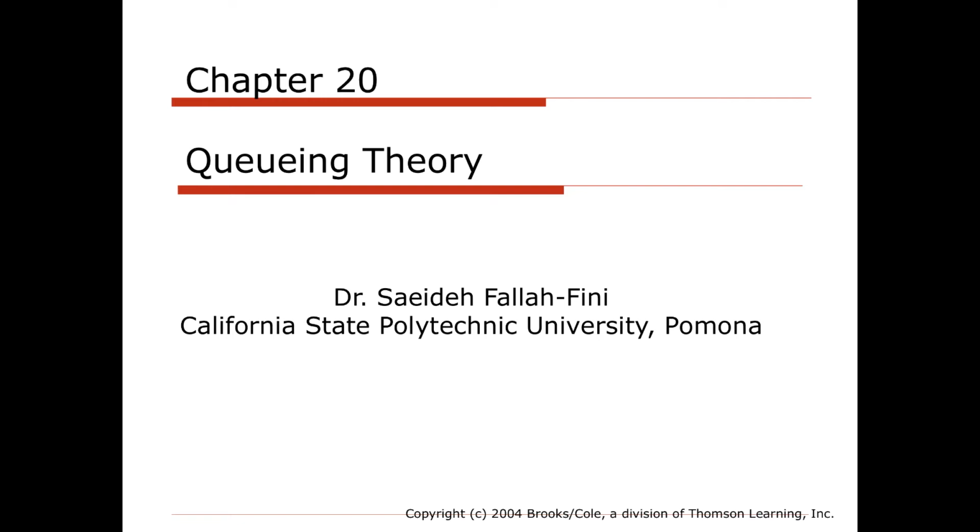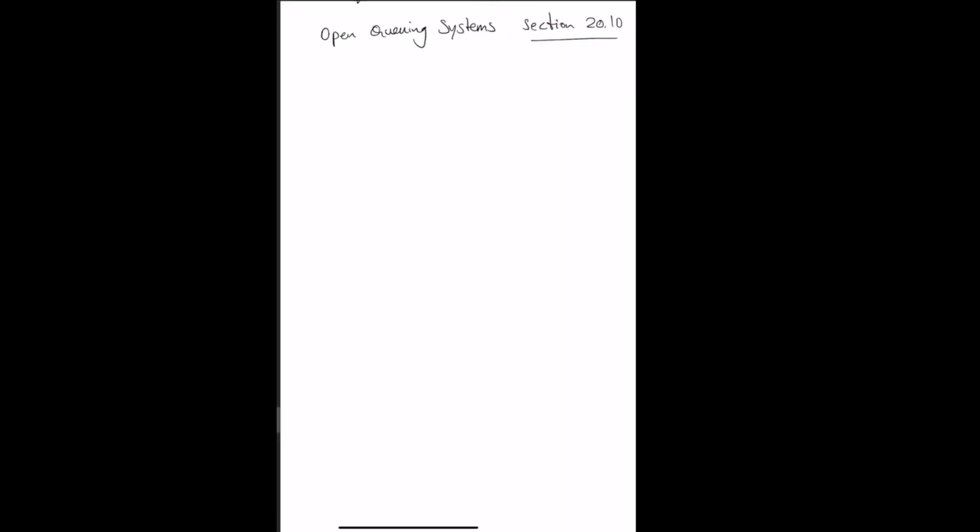In this video, we are going to learn about open queuing systems. Open queuing systems are a generalization of queuing systems in series. So we still have J stations or J stages. We still have J stages of operations.